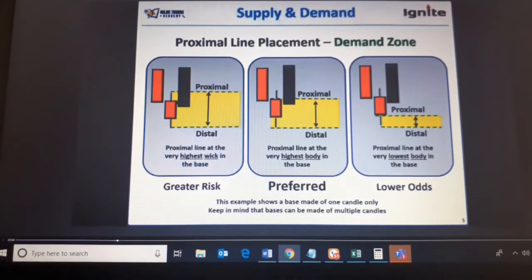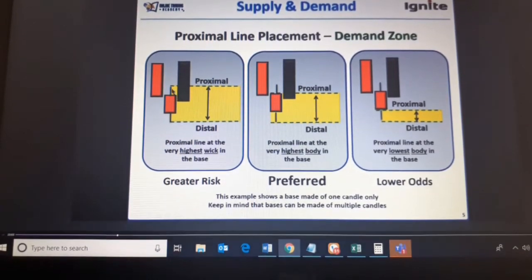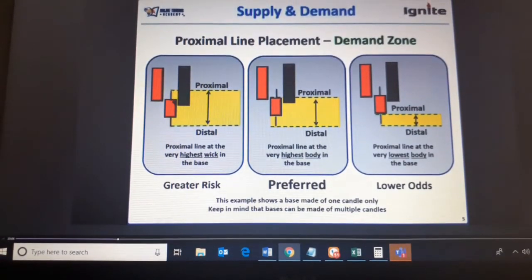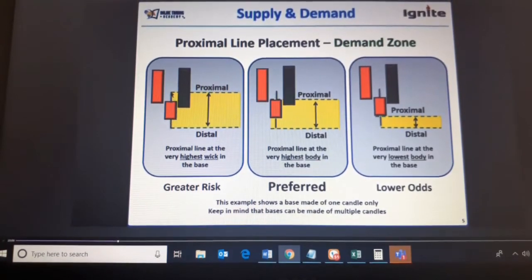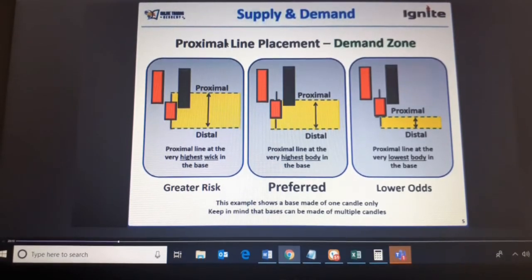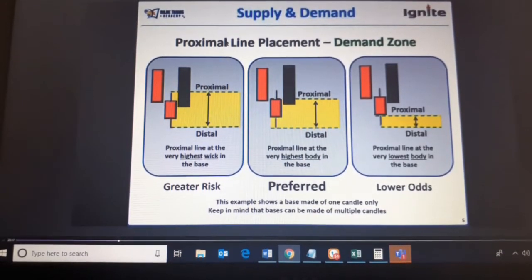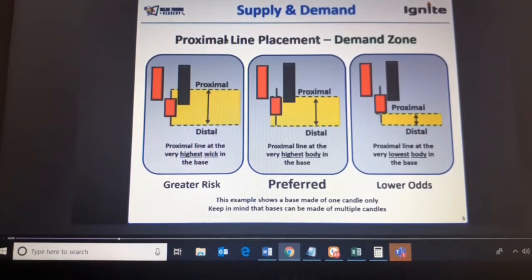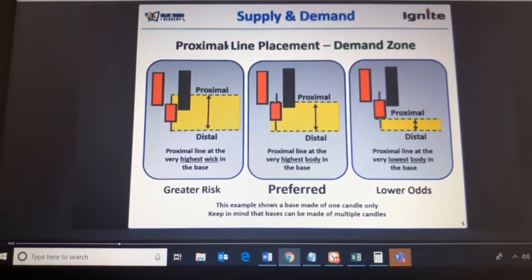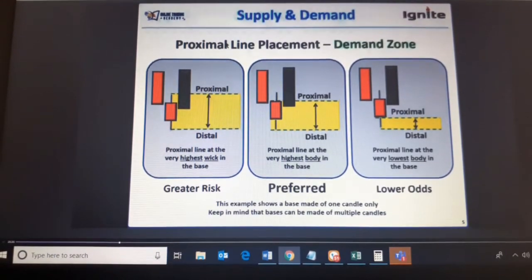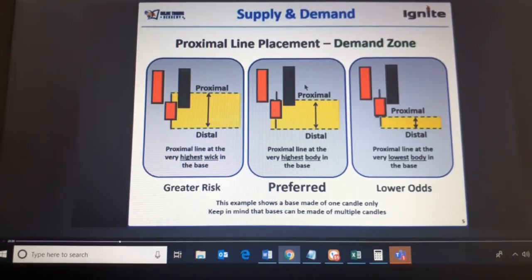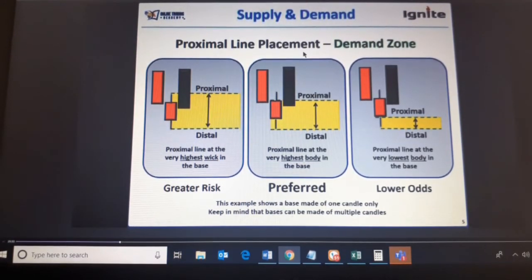Missing a trade means you put your entry, but the price did not come to your entry. Let's suppose that this price is 100 and this is 105. You put your entry at 100, prices did not come here at 100. It came here at 105 and then the prices started to move up. So these are the three ways that you can mark your proximal line. I've already told you the advantages and the disadvantages of the three methods. So this is your proximal line placement for your demand zone.